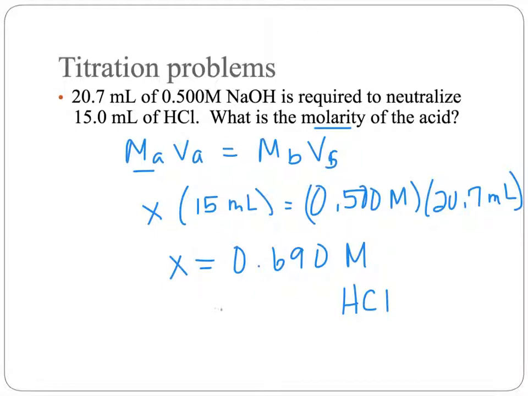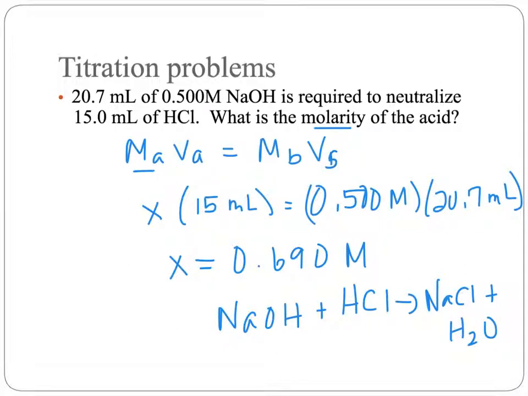Now notice here we have sodium hydroxide plus hydrochloric acid. It will give us sodium chloride and water. And the ratio between our sodium hydroxide and our hydrochloric acid is 1:1. Because this is a monoprotic acid, it only gives up one hydrogen ion and one hydroxide ion. So it's a 1:1 ratio. If you have a polyprotic acid or base, you do need to take a slightly different approach to these kinds of problems.